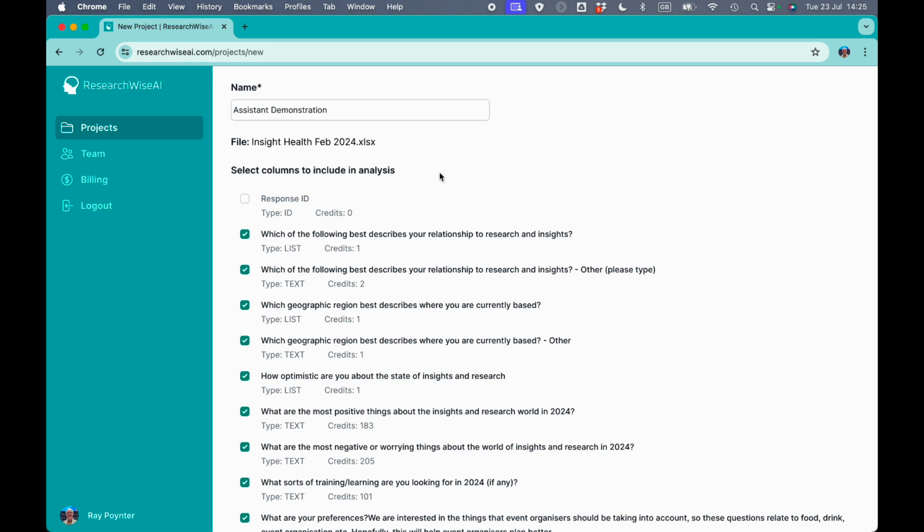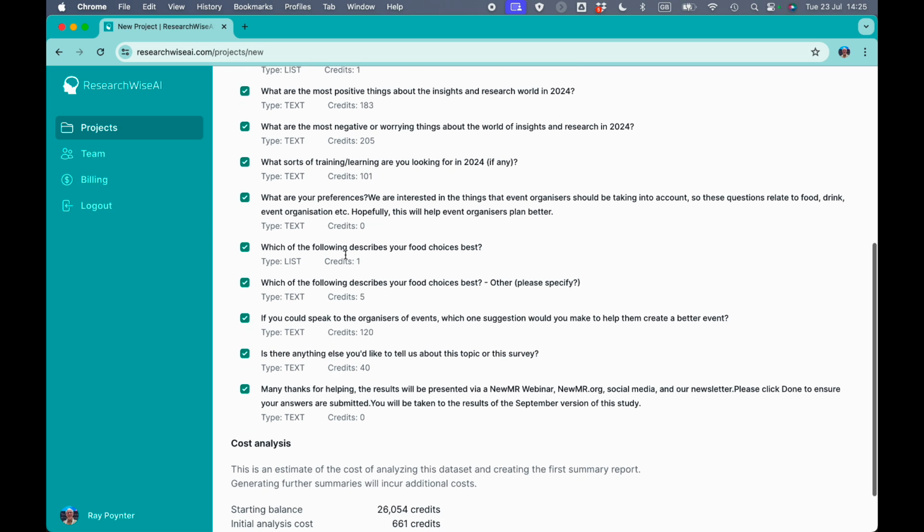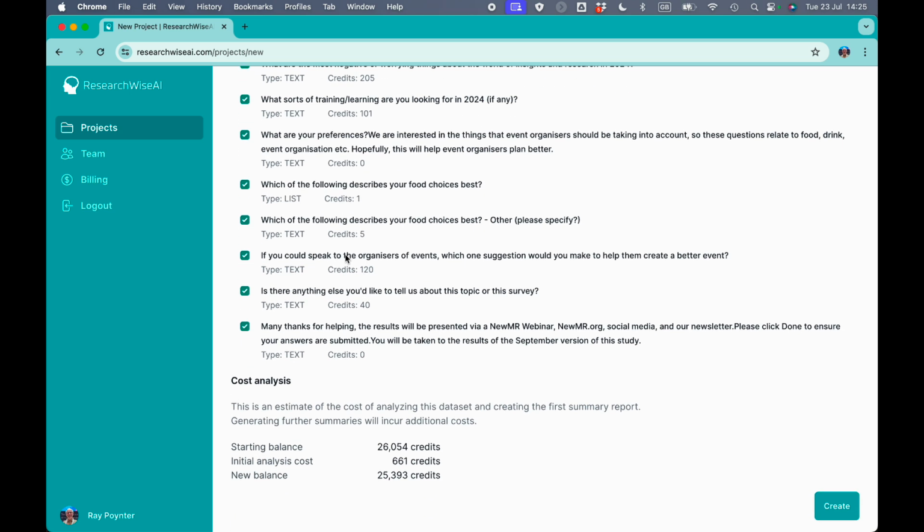And then I select which fields I want to use. I want to use all of these bar the last one. The last one doesn't really have any data in it, so I'll just unclick that one. And now we ask it to create.